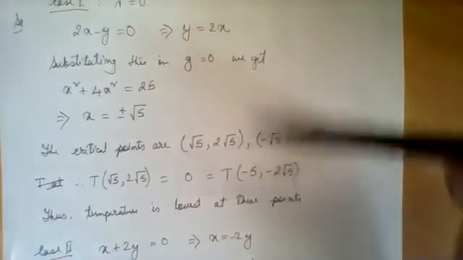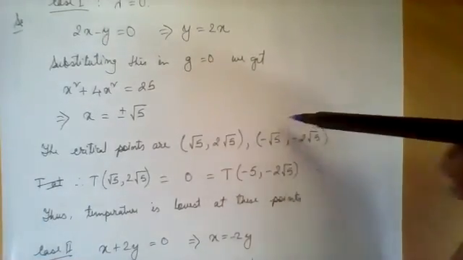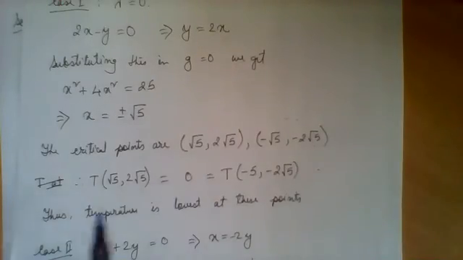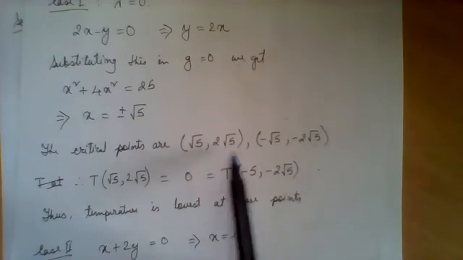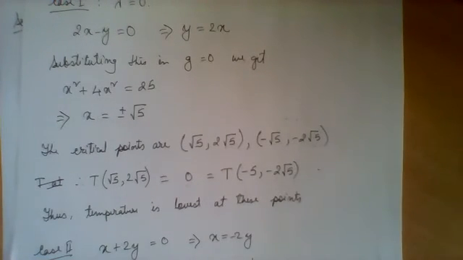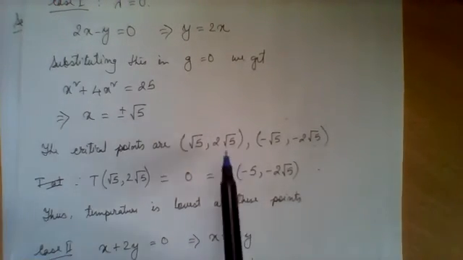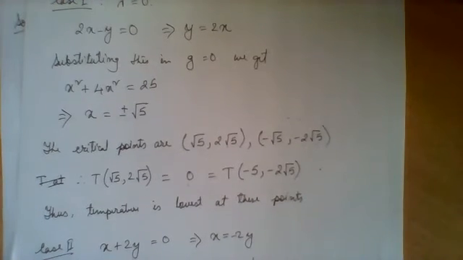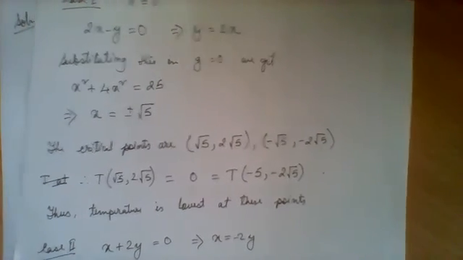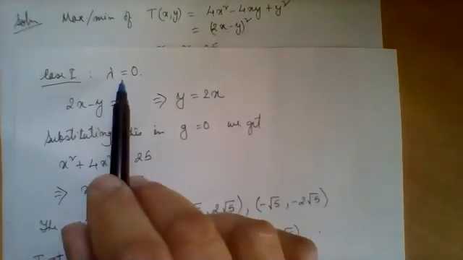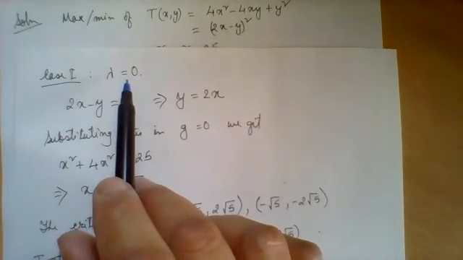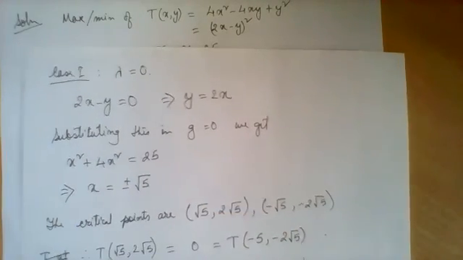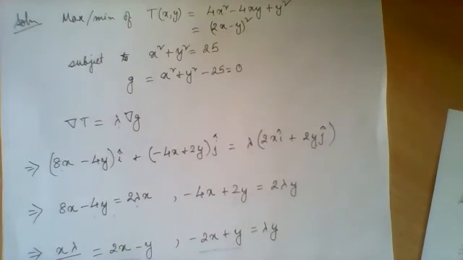So at these critical points, these 2 points, the temperature is 0. That means the temperature is lowest at these 2 points. So when the end moves along that circle, at these 2 points on that circle, the temperature encountered by the end will be 0. So that is case number 1, lambda equal to 0, the lowest point, the minimum of the function. Now let us look at the second case.